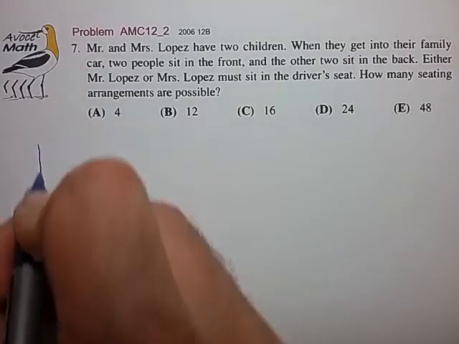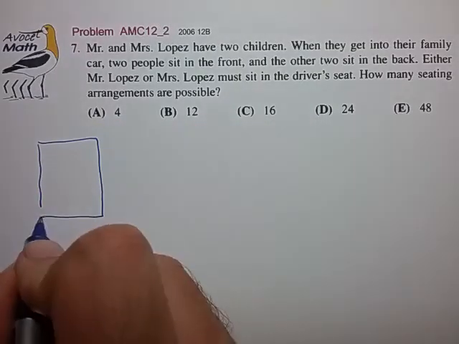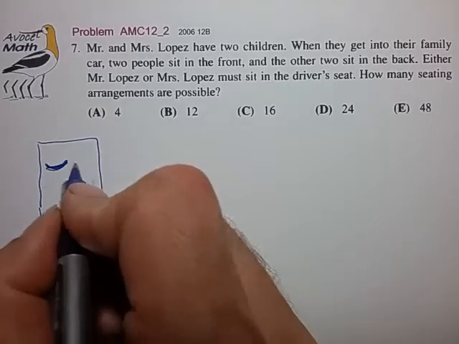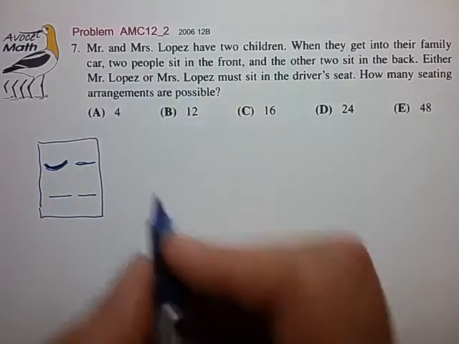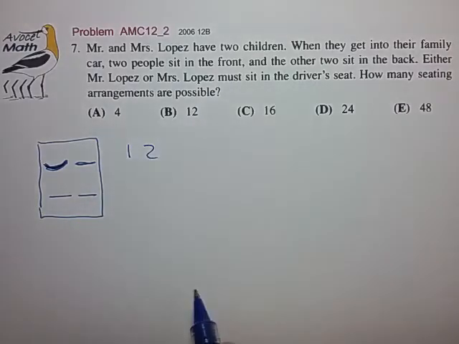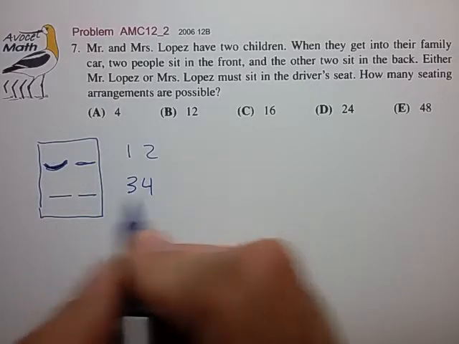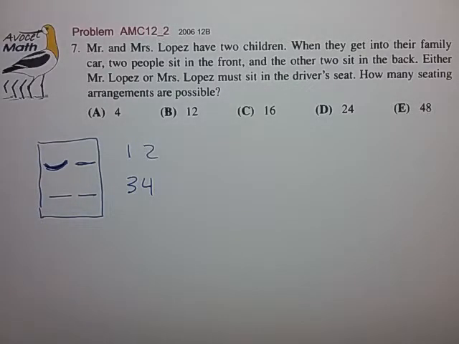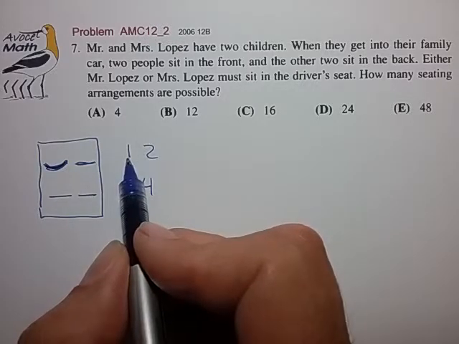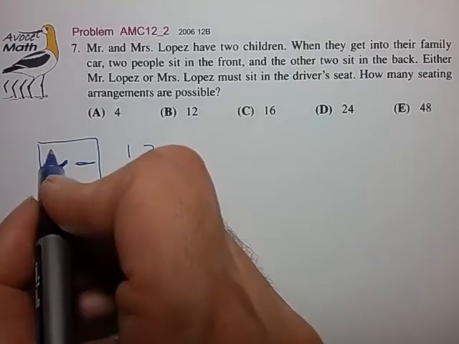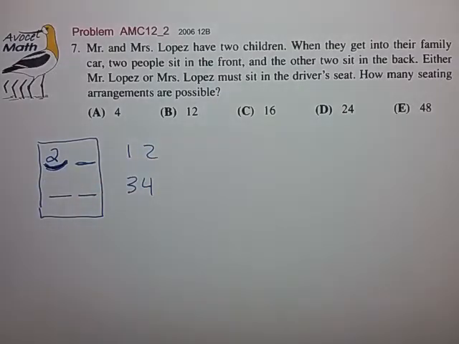So let's imagine our car with its driver's seat, passenger seat, and two back seats. What we notice from the statement of this problem is that the driver's seat is somewhat special in that one of the two adults, let's call the adults 1 and 2, must sit in the driver's seat, and the children must not sit in the driver's seat. So essentially, in choosing the driver as being driver number 1 or driver number 2, we notice that there are two possible choices for picking the driver.